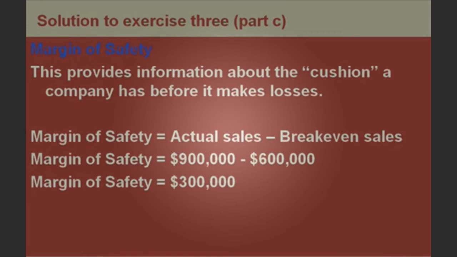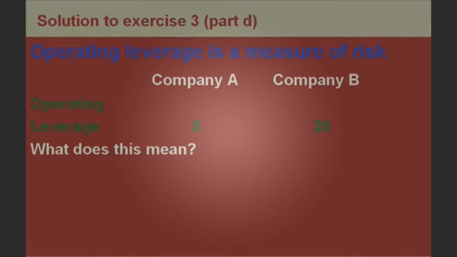Okay, let's go to part D, which deals with operating leverage. As I said before, operating leverage is a measure of risk. Look at the screen in front of you. It's a difficult concept to explain, but let me explain it this way. You have two companies, A and B. Company A has an operating leverage of 5. Company B has an operating leverage of 20. What does it mean?